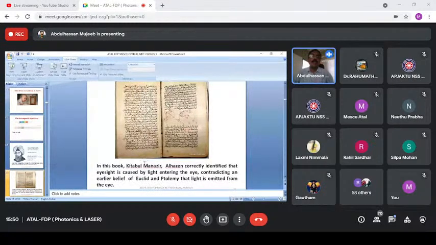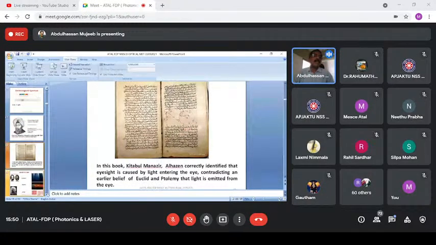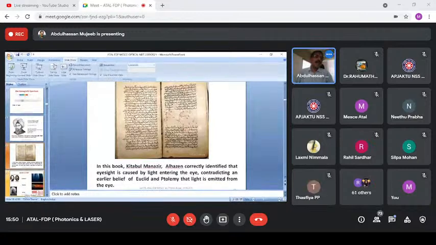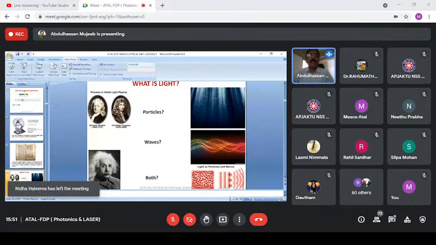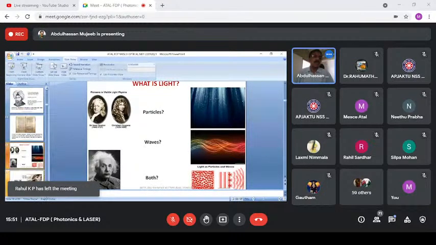The book is named Kitab al-Manazir, in which Ibn al-Haytham correctly identified that eyesight is caused by light entering the eye, contradicting an earlier belief that light is emitted from the eye. That contradiction was corrected by him. After that, we have been studying what light is: whether light is a particle or a wave, and we know light is both a particle and a wave.